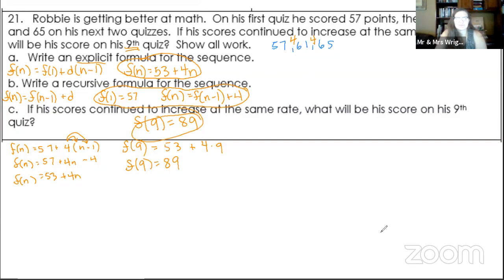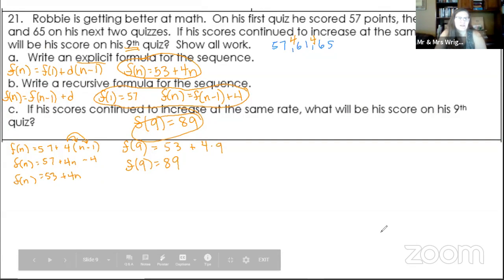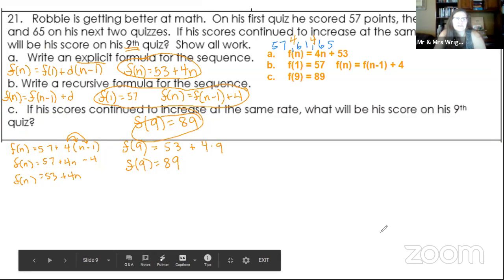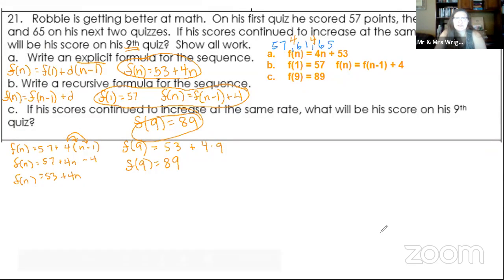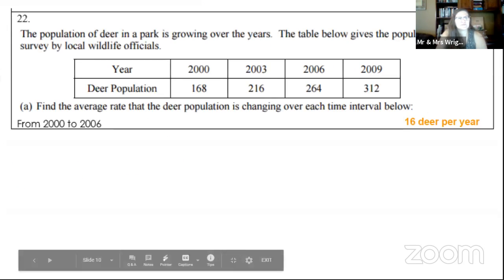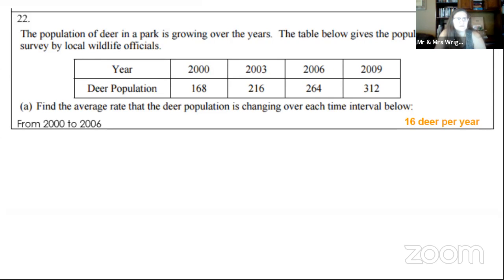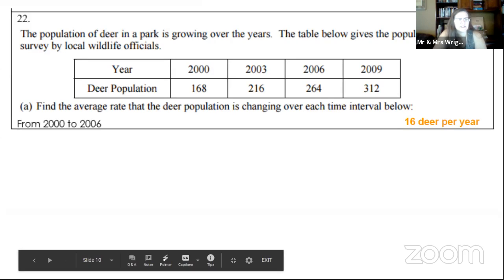All right, so f of 9 is 89. There we go. Let's see. 53 plus 4n, there we go. And f of 1 is 57, and f of n is f of n minus 1 plus 4, and f of 9 is 89. We got all of those correct. All right, and this is our last equation. Looks like I already have the answer up for you. So I forgot to hide that, I'm sorry, but we're still gonna work out the answer here.